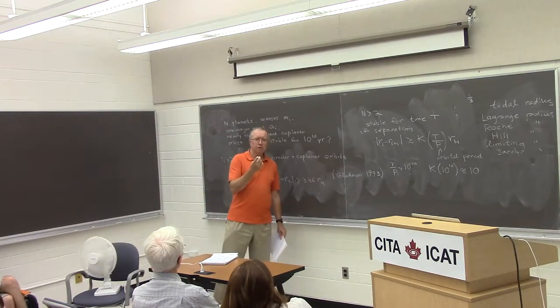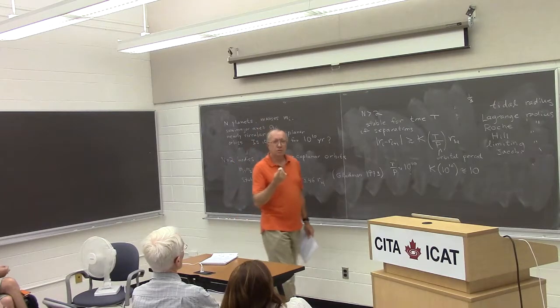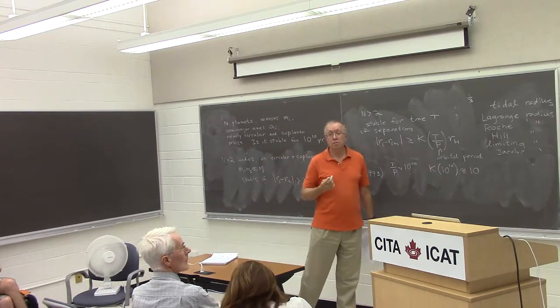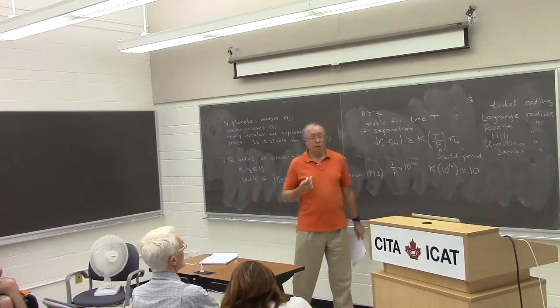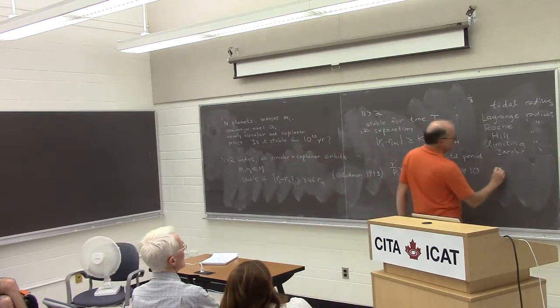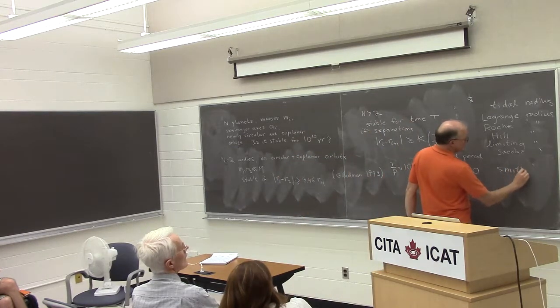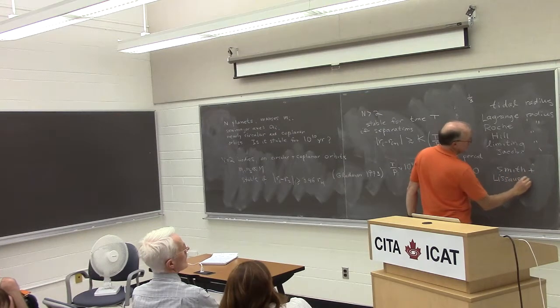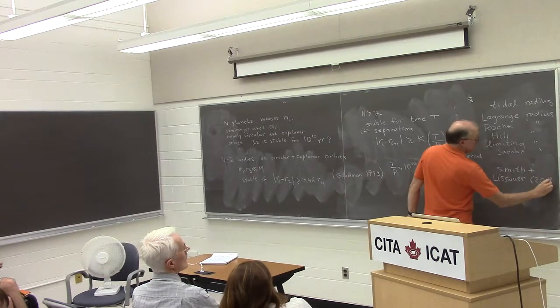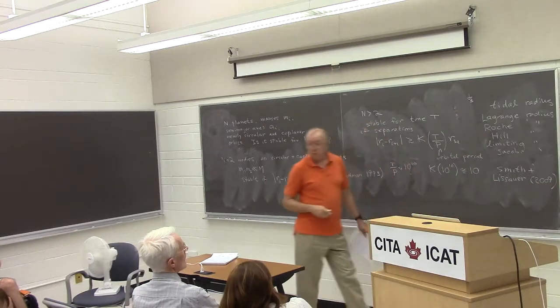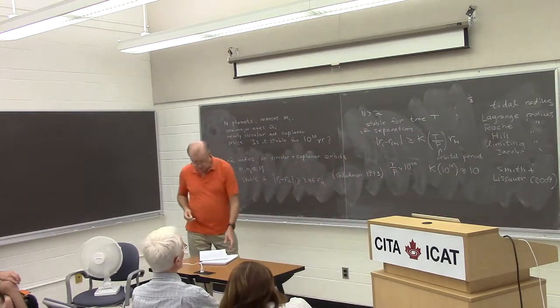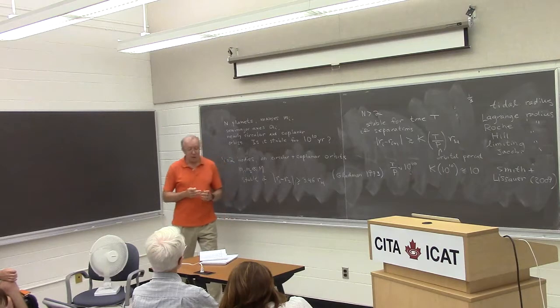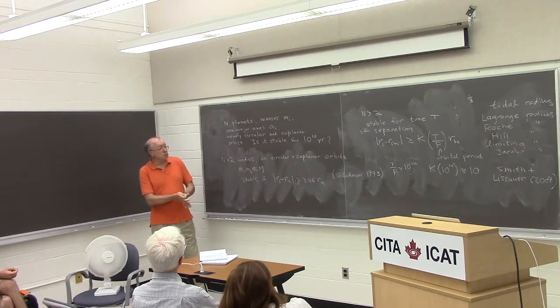Yen Chin, is your stuff published yet? But other people are published. Sorry? This kind of numerical experiment has been published by other people. Yeah, so the one I usually use is a paper by Smith and Lissauer, 2009. These numbers vary a little bit, maybe from 9 to 12, but roughly all the experiments are consistent.